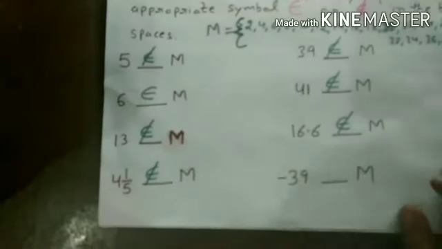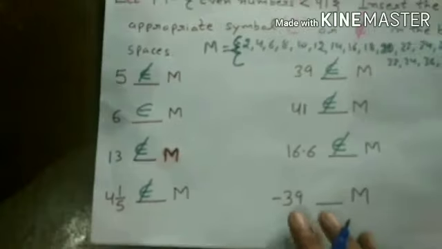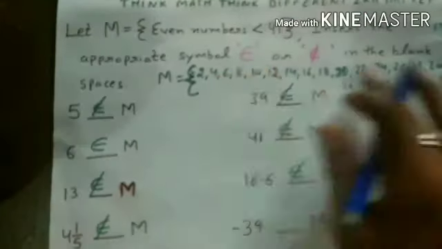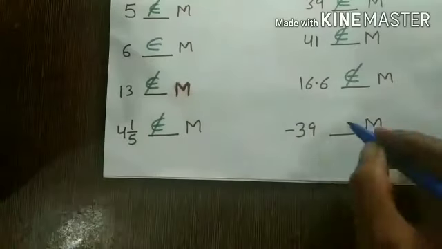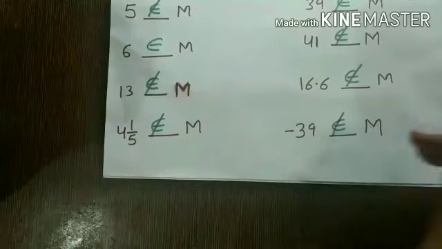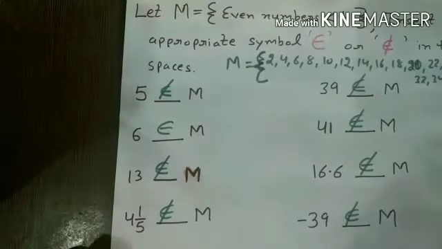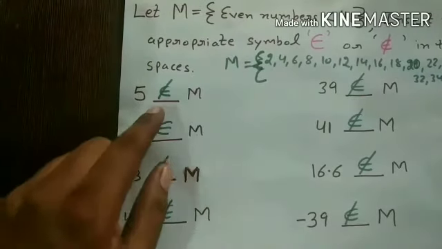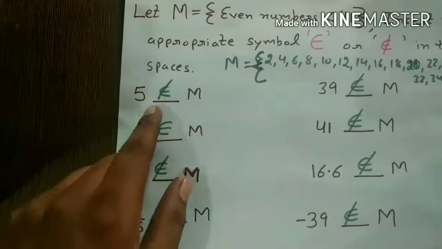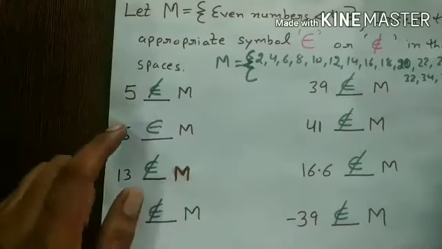Okay, now here minus 39. This is minus 39. All the numbers in M are natural numbers. There are no negative numbers. So minus 39 also does not belong to M. So in this way, you can see that I have solved the complete question, where I filled up the space with the appropriate symbol to make the statement true.